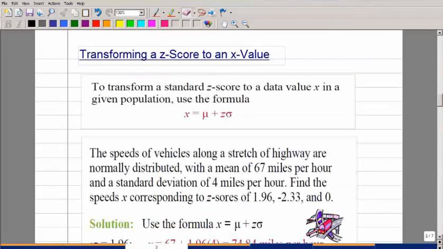Now here's the formula that transforms a z-score to a data value x in a given population. It's x equals mu plus z sigma. And this formula really is just your standard z-score formula. If you did a little algebra to it and solved for the variable x, you would come up with this expression. So it's not really a new formula. It's just the same z-score formula rearranged and isolated for variable x.